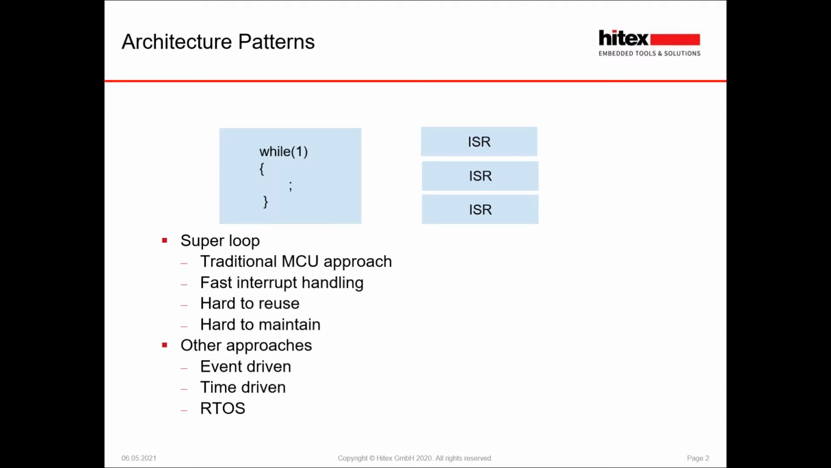And here our traditional approach was to use a main while super loop, which ran all of our background code. And then any real-time code would be in a number of interrupt service routines. So this was a very lightweight approach, gave us good real-time performance, but it didn't really scale very well. It meant all of our code was quite hard to reuse and also hard to maintain.